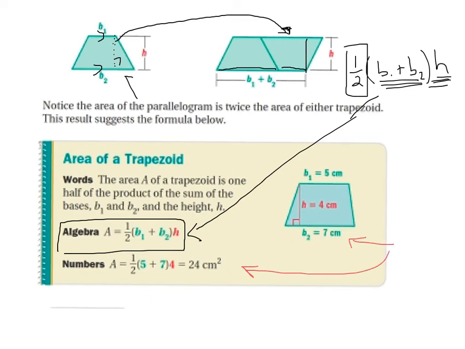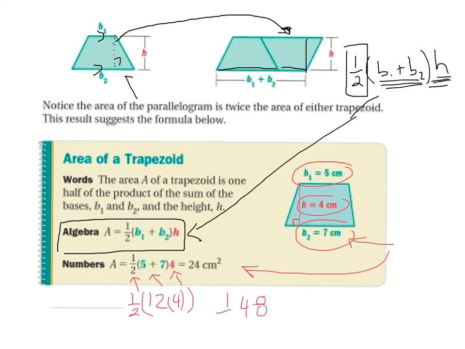Here's the math for it. It's the sum of the bases, 5 and 7, right here, multiplying the height, right here, and you're taking half of whatever that result is. 5 plus 7 is 12, times 4, and you're taking half. Well, 12 times 4 is 48, but you want half, which is 24. And we're looking at the units squared because we're talking about area. Pretty cool. Let's do one.